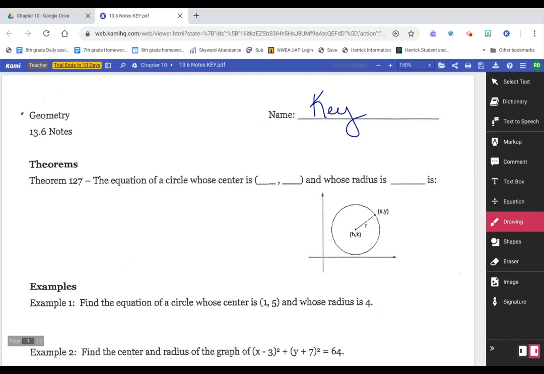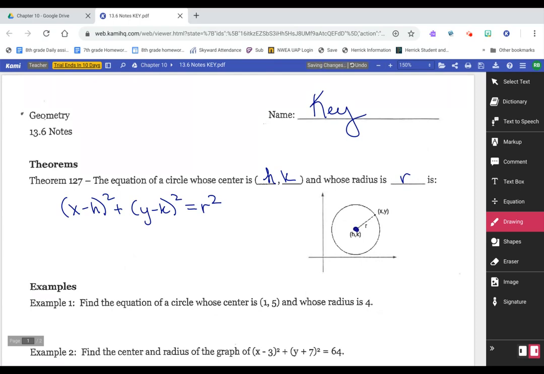Section 13.6 notes. We are jumping into this chapter just for one section because it goes along with the rules of a circle. So the first theorem states that the equation of a circle whose center is (h, k) and whose radius is r is (x − h)² + (y − k)² = r². So if we look at this, your center is right here.